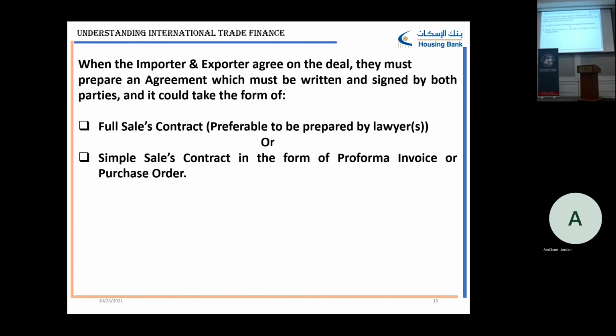Now, when the importer and exporter agree on the deal, they want to prepare an agreement which must be written and signed by both parties. It could take the form of a full sale contract, preferably prepared by lawyers, or we can make a simple sale contract like the pro forma invoice or purchase order. But in both choices, we need to make it full. Each data item, each component must be inserted in such a contract.